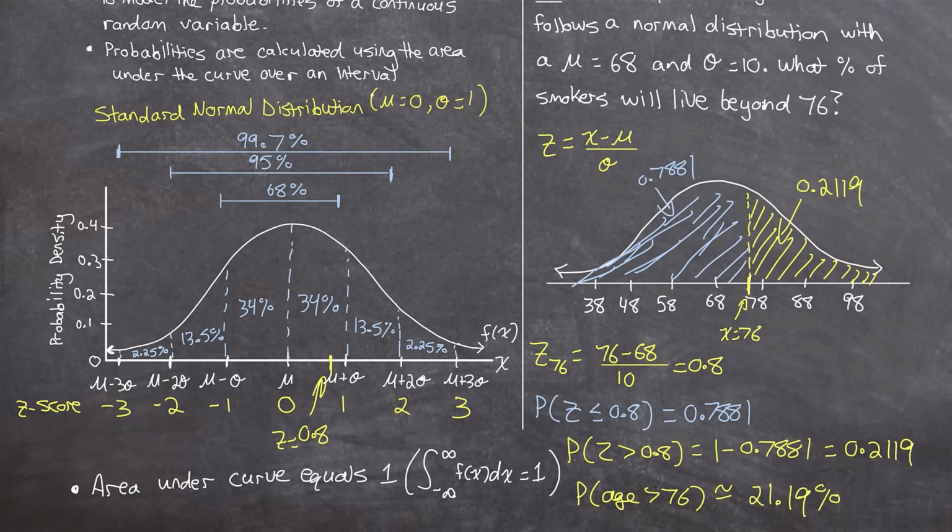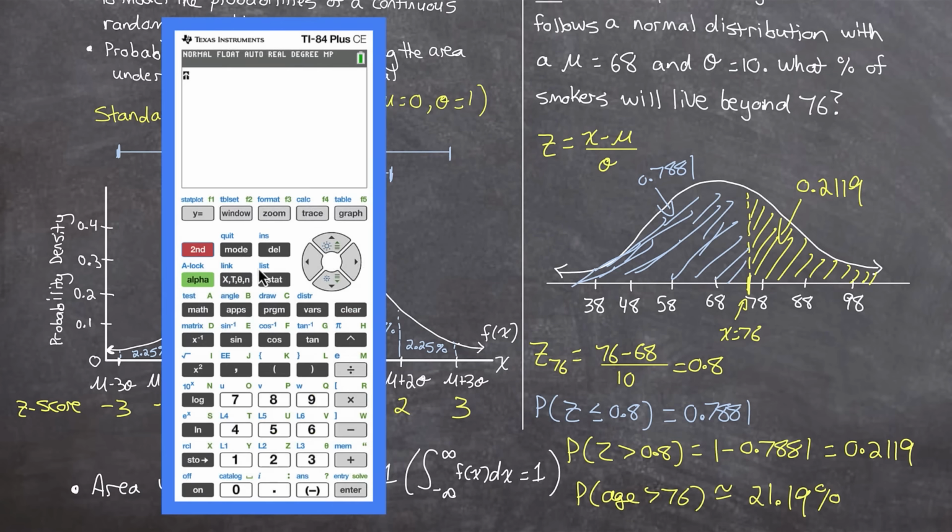And now there are calculator functions that you can use to not have to use a z-score table. For example, on a graphing calculator, the TI-84, you could find the option for the normal CDF function, which is the cumulative density function. And within that option, you input a lower boundary, which is 76, and an upper boundary for the area. We want to type infinity, but we can just type a really big number, like 1 times 10 to the power of 99. And then input the mean and standard deviation, and it'll give you the area within the interval that you asked for.